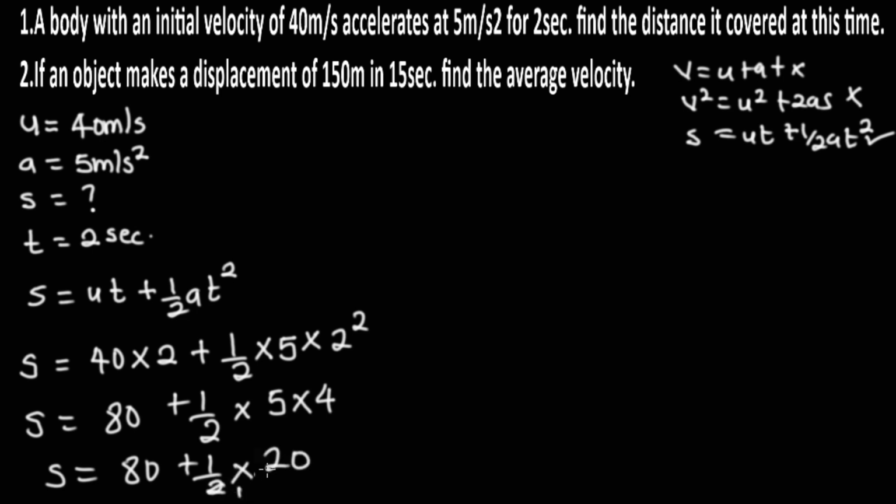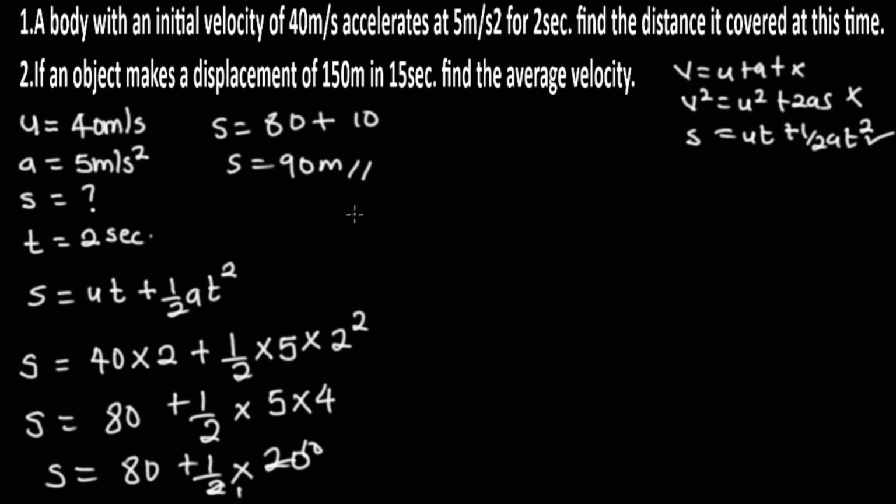Half of 20 is 10. So we discover that s is equal to 80 plus 10, which gives us 90. I hope what I am doing here is correct. 5 times 4 is 20, divided by 2 is 10, and 80 plus 10 gives us s equals 90 meters.